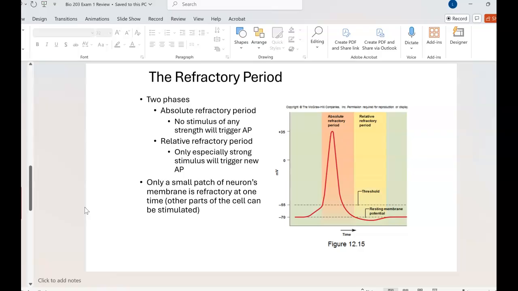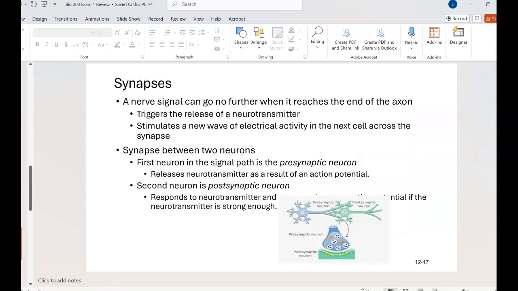Now, we can generate another action potential at this point, but it needs to be especially strong. If you see where that yellow bar is, we're in that hyperpolarization. We're in that valley. So the reason that that stimulus needs to be especially strong is that we need a bigger jump up to threshold. So it's possible at that point, it just needs to be very strong.